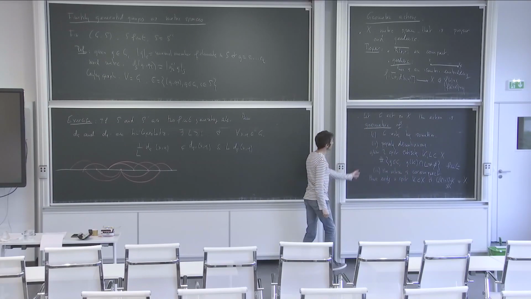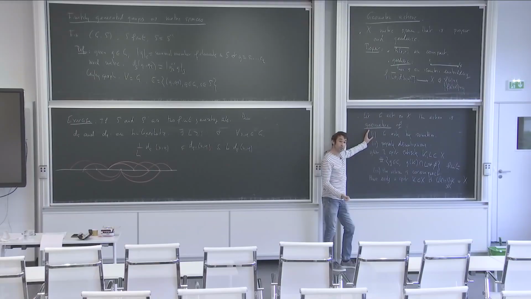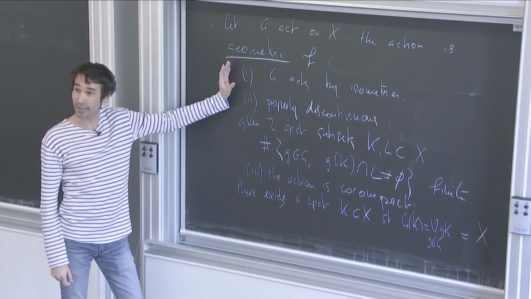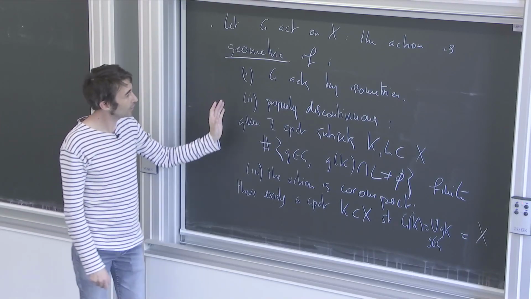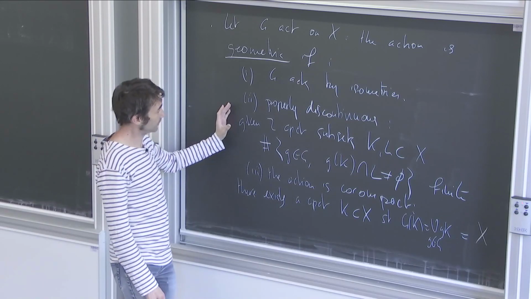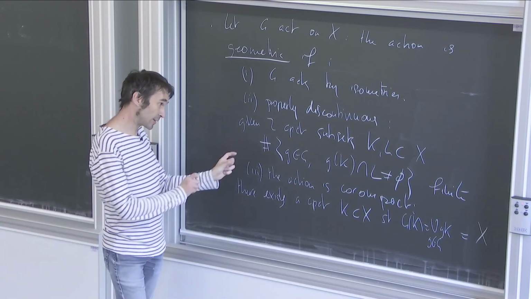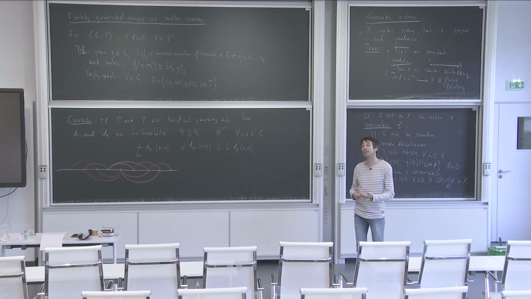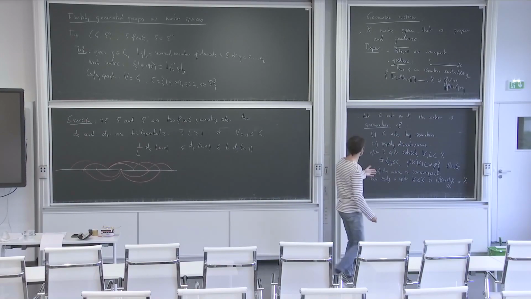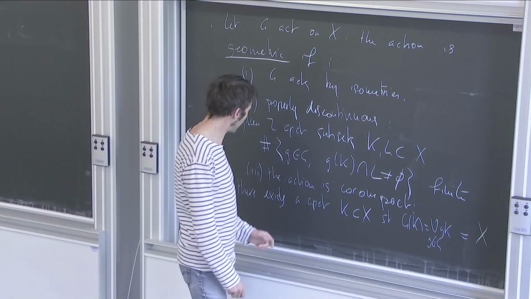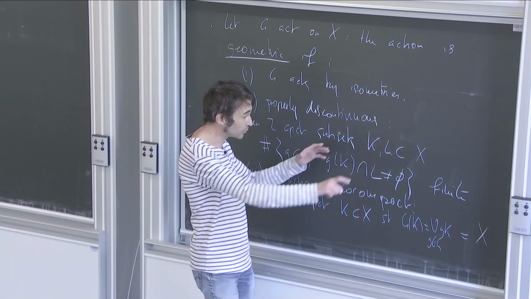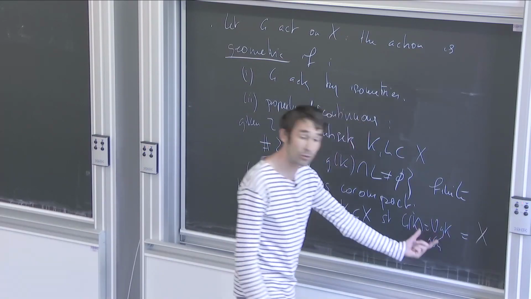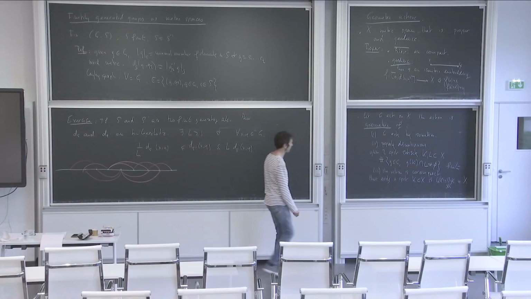Okay, so three properties. First, that it acts by isometries, but it was also what I was looking at in the first lecture. That it acts properly discontinuously. So this is the fact that only finitely many elements can make compact sets intersect. And the third is that the action is co-compact, meaning that we cover the whole space just by looking at the translates of one compact set.